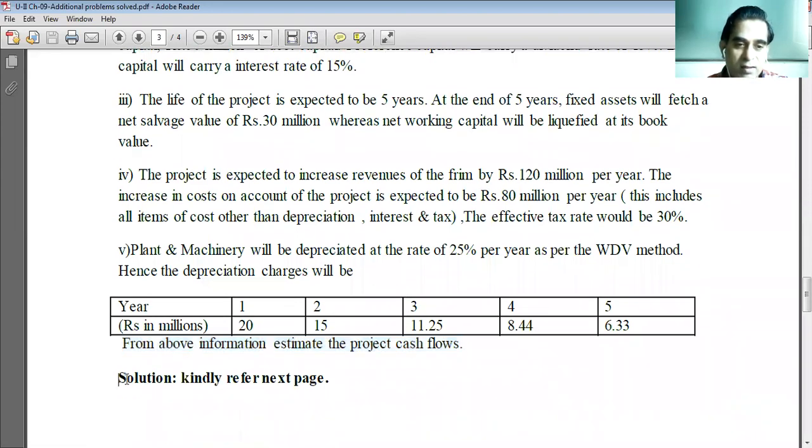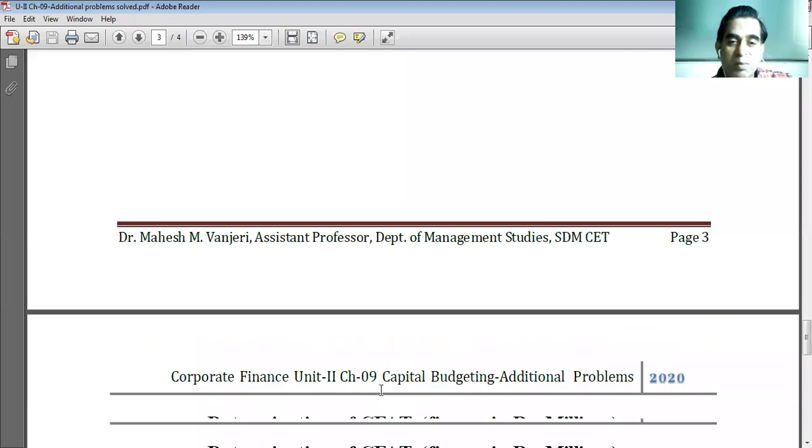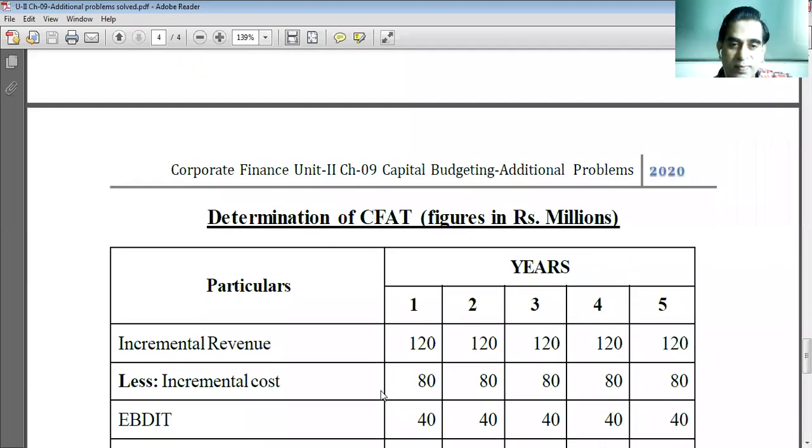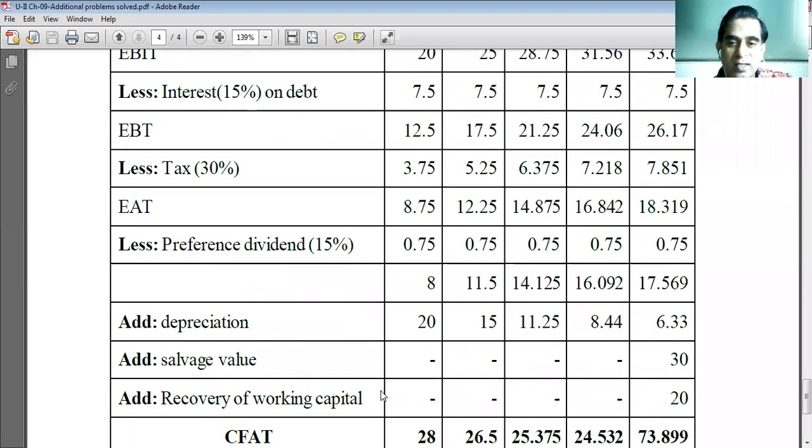So you need not find out the net present value, or make the decision whether the company should invest or not in the project. What they have asked you is, from the above information, estimate the project cash flows. The estimated project cash flows are nothing but CFAT, cash flows after taxes, or cash inflows after taxes. So you just need to estimate that using the format which you have used in single proposal and replacement situation. That's it. There is nothing more than that.